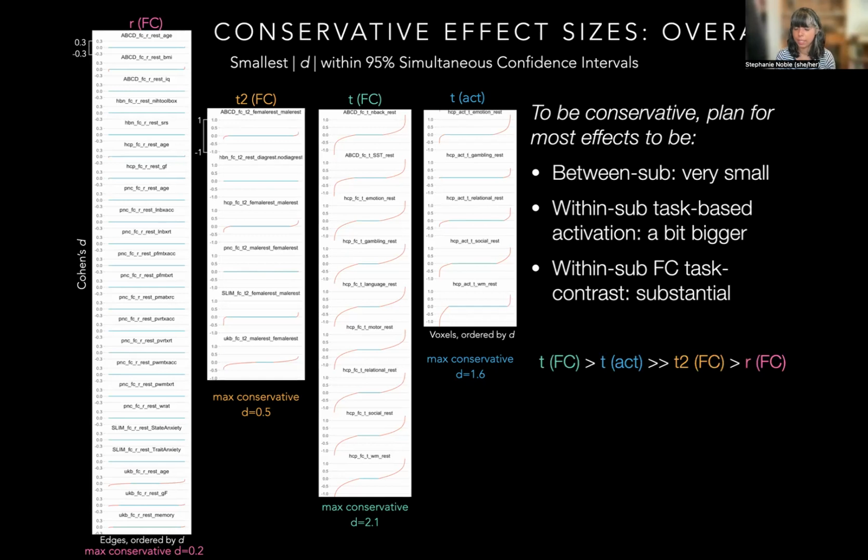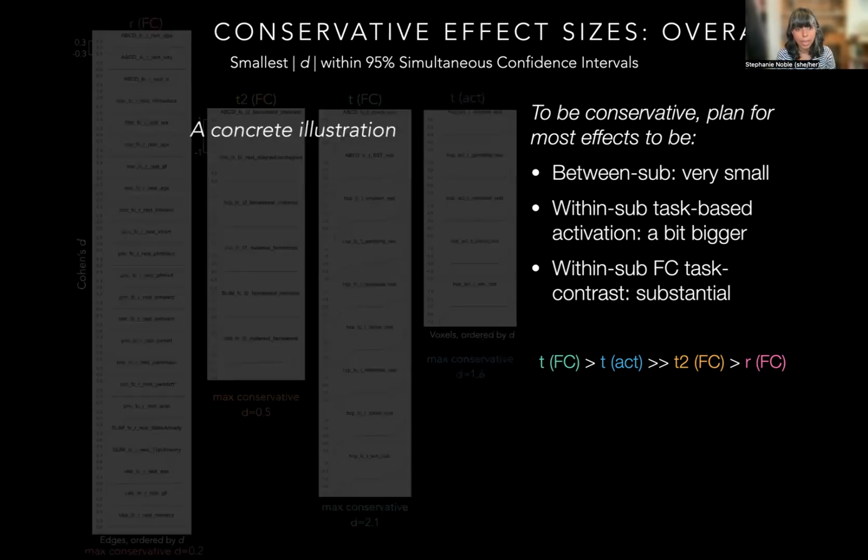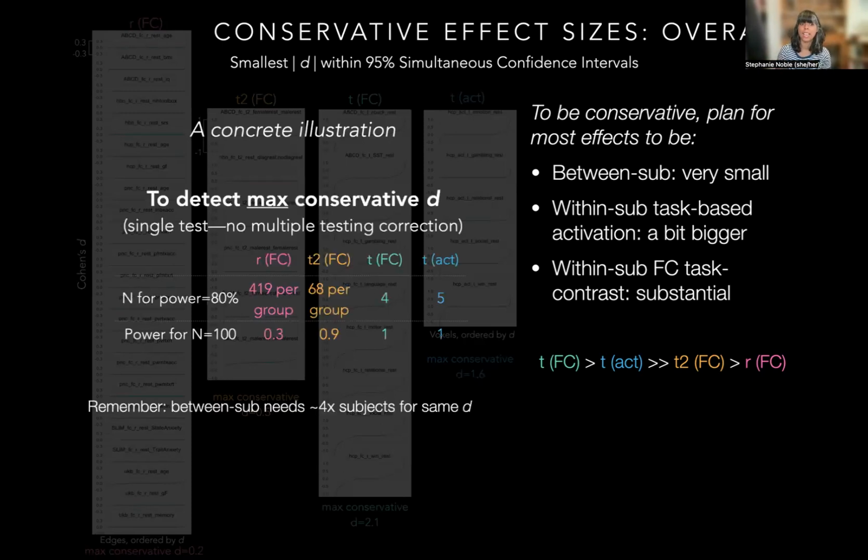And then, as some of our intuition might have already told us, and as we said before, within subject designs are substantially larger than between subject designs. And then we see task-based functional connectivity, just these simple contrasts, tend to have larger effects than these activation-based effects. And here's one concrete illustration comparing these 4 different categories. So to detect the single max conservative Cohen's d, and this is just a single test, no multiple testing correction, as if you knew that you were going to see just that maximum Cohen's d.